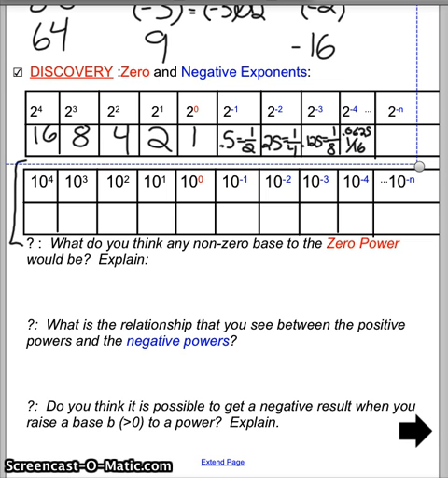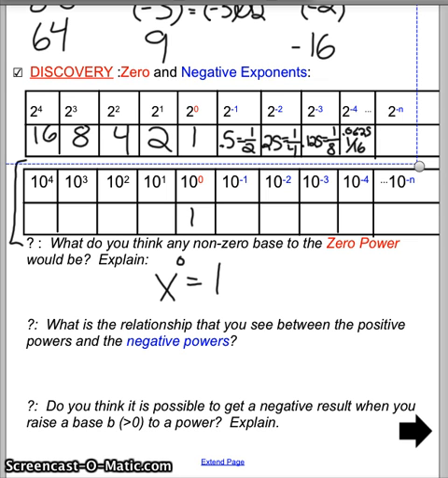So what do you think any non-zero base to the 0 power would be? All right, so 2 to the 0, you got 1. 10 to the 0, after filling that in, you also should have gotten 1. So what I want you to walk away from this table showing is that anything to the 0 power, absolutely anything, is actually just going to give you 1, okay? Now, I'm not going to take time to explain that in the video. I'll take a little bit of time to explain that in class to you to show you why that is. But this is going to be one of our main rules, anything to the 0 power being 1.